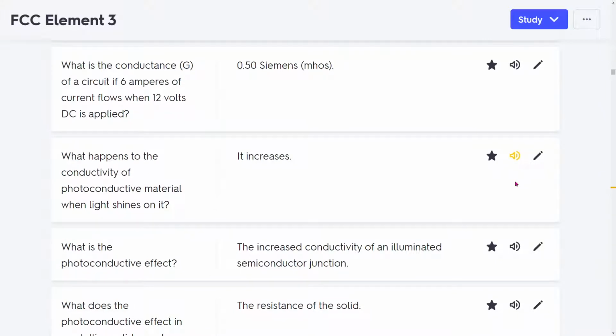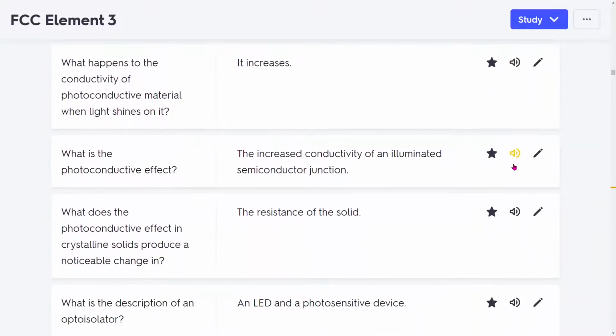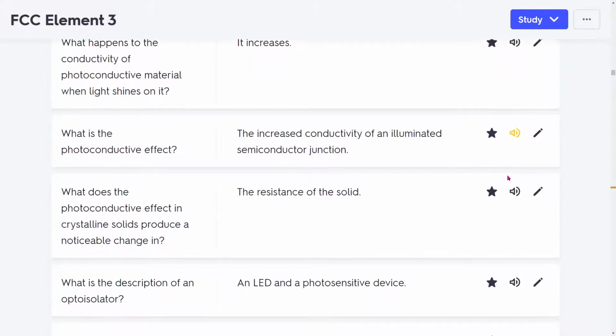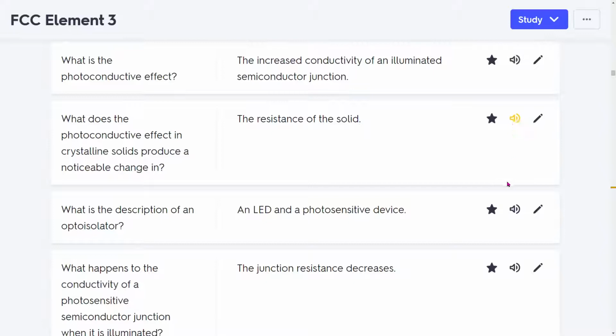What happens to the conductivity of photoconductive material when light shines on it? It increases. What is the photoconductive effect? The increased conductivity of an illuminated semiconductor junction. What does the photoconductive effect in crystalline solids produce? A noticeable change in the resistance of the solid.